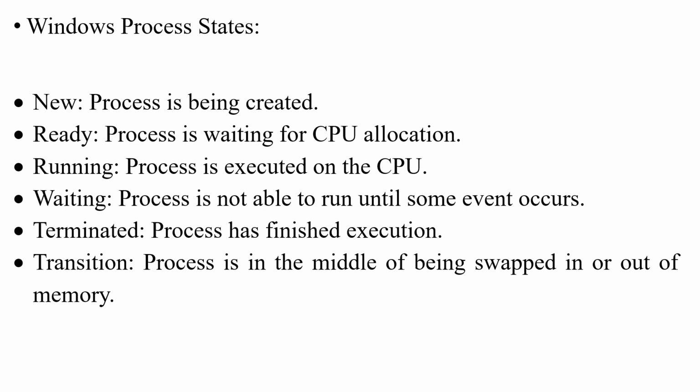The process states in Windows. New: the process is being created. Ready: the process is waiting for CPU allocation. Running: the process is executed on the CPU. Waiting: the process is not able to run until some event occurs. Terminated: the process has finished execution. Transition: the process is in the middle of being swapped in or out of the memory.